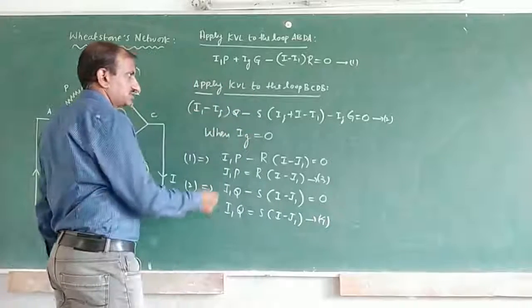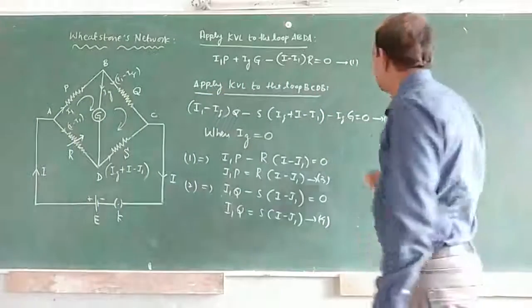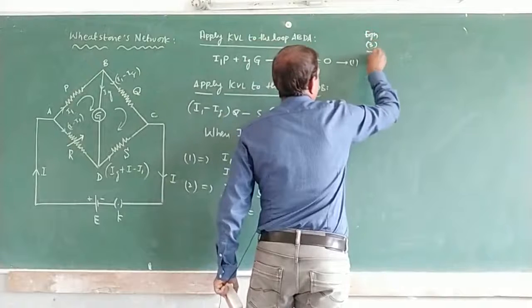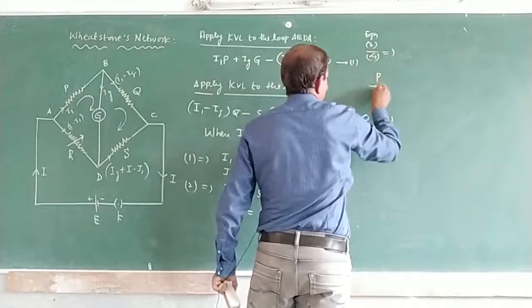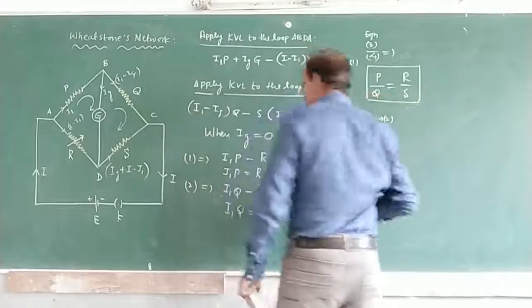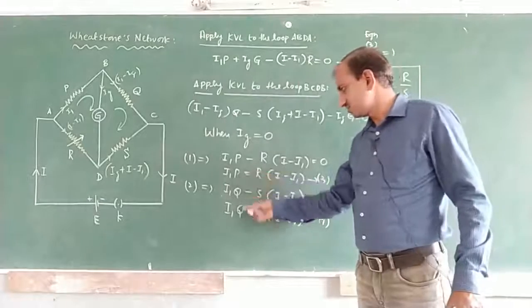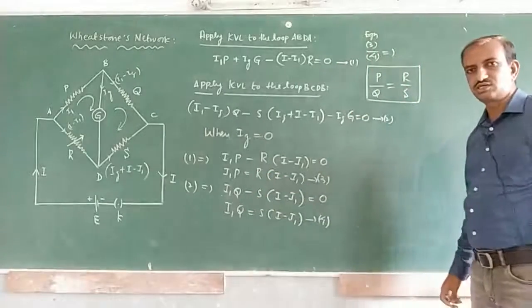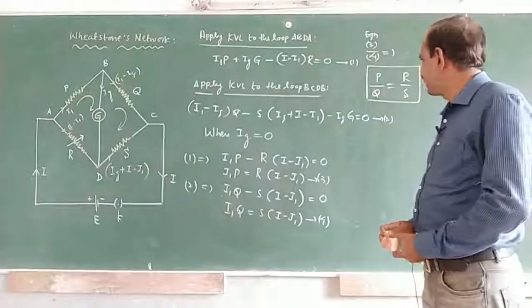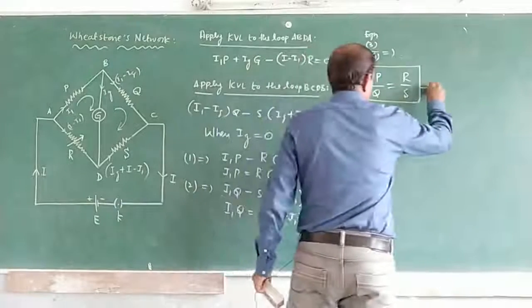Now divide equation 3 by equation 4, which gives P by Q is equal to R by S. This is the condition for the balance of the Wheatstone's network. So, what is the condition? P by Q is equal to R by S. This is equation number 5.